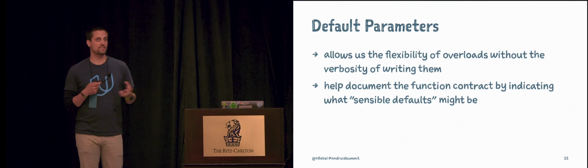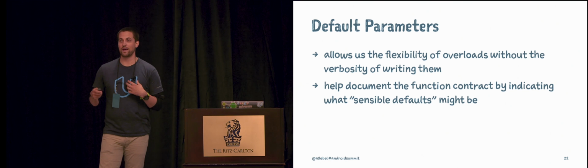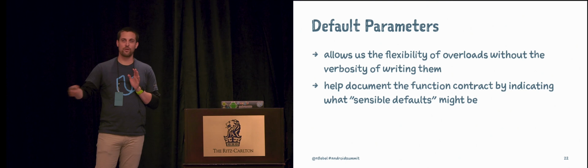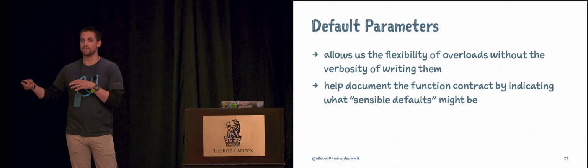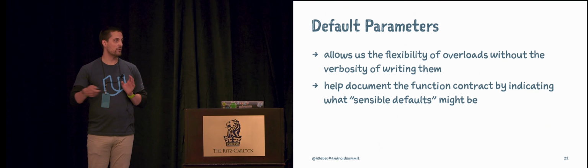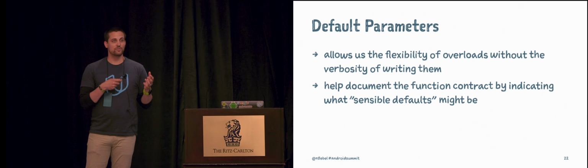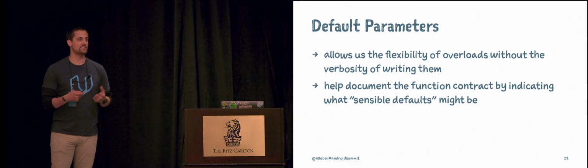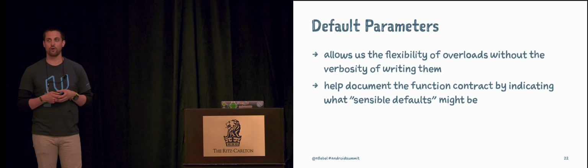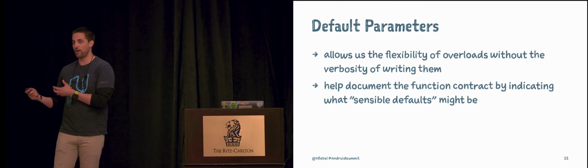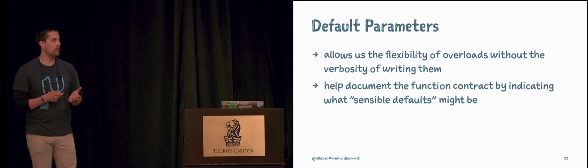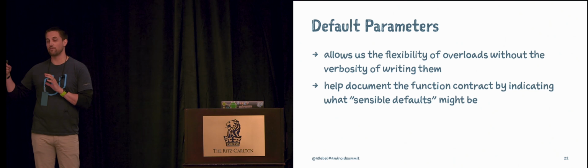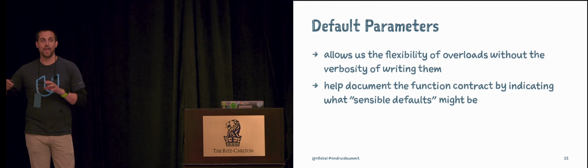This allows us the flexibility of having overloads without the verbosity of having to define every single one. So you can have your single function with all of these parameters that you might need in certain situations, and then you can apply the defaults to those. It also allows you to define what the sensible defaults might be. So you don't have to guess as to whether you need an empty string for a default or some arbitrary other value, or whether null is acceptable in this case, or maybe an empty object. You can actually build that into the signature of the function, and it helps to self-document the code.